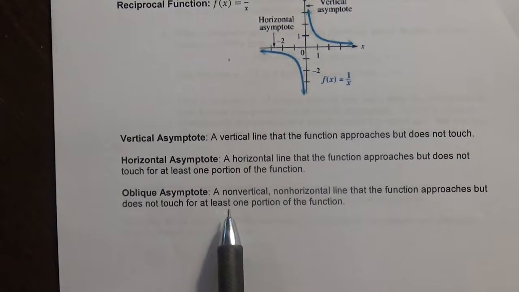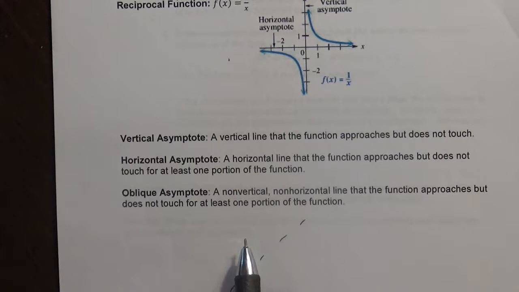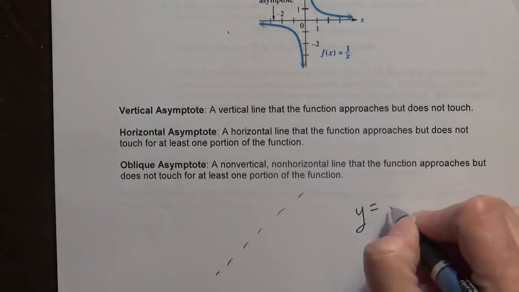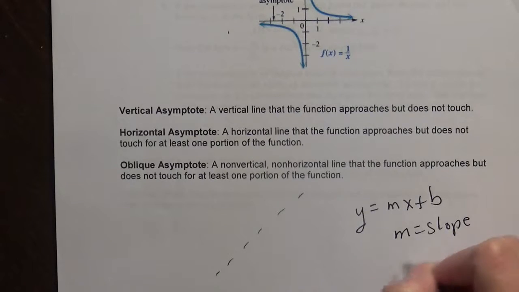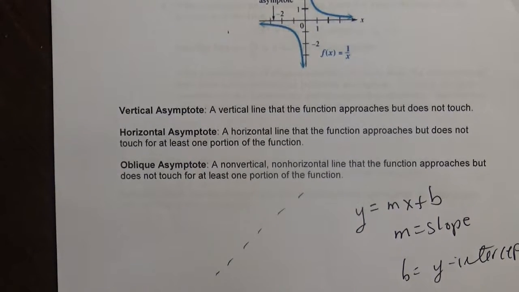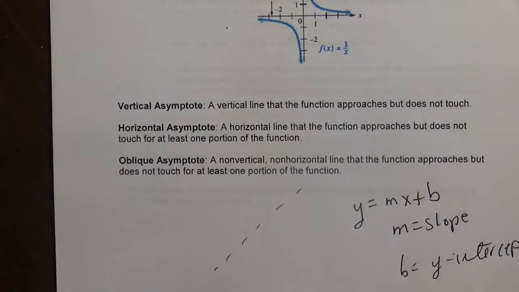The oblique asymptote, this is a non-vertical, non-horizontal line. What does that mean? It means it's a slant line like this, that the function approaches but does not touch for at least one portion of the function. Okay, so if you recall, with a slant line like this, if you go all the way back to Algebra 1 and remember y equal mx plus b, where m is your slope, b is your y-intercept, we will be using this to help us graph our oblique asymptotes. So just keep this in mind, that you're going to be using the y equal mx plus b to help you graph your oblique asymptotes. Okay, so let's look at page 2.